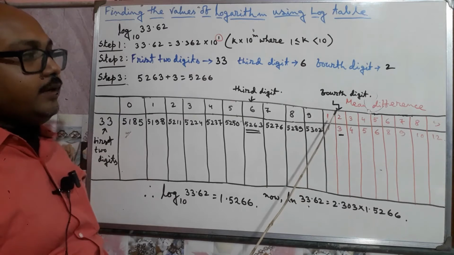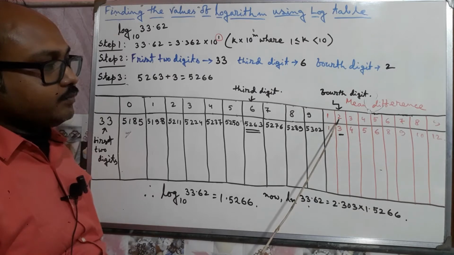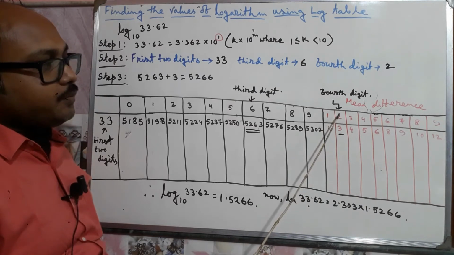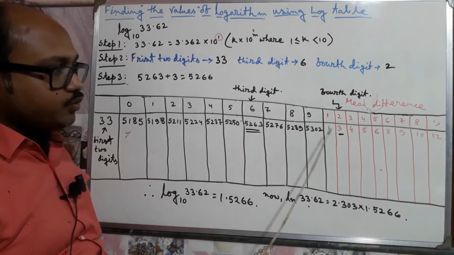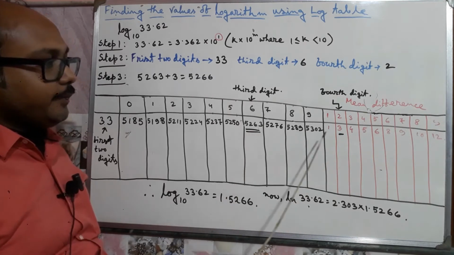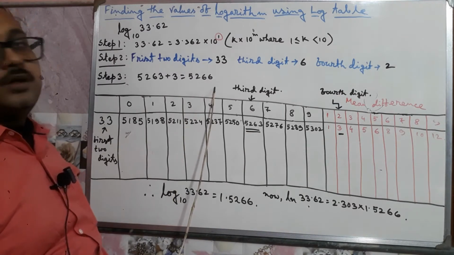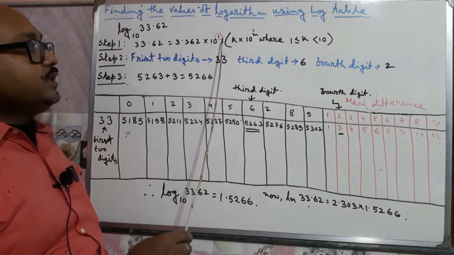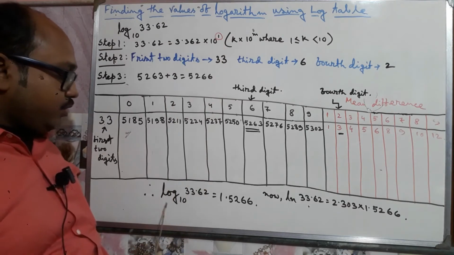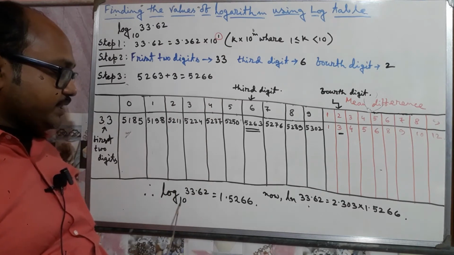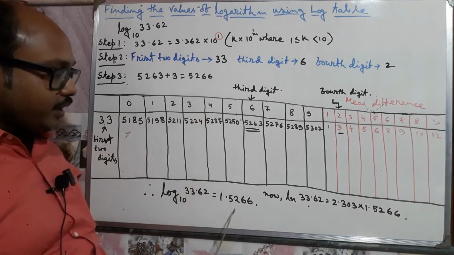will mention the column of the mean difference in the last part. So we have to see the column of 2. What is the value here? 3. Now add these two values, that is 5263 plus 3, which is equal to 5266. Now the power of this 10 is the integer part of this value, so log of 33.62 to the base 10 is equal to 1 point, and this is the decimal part, 5266.